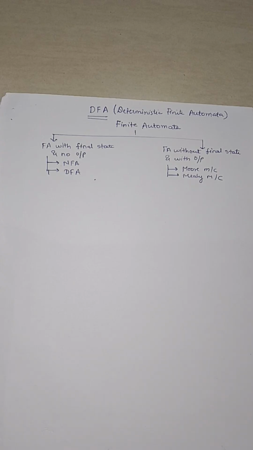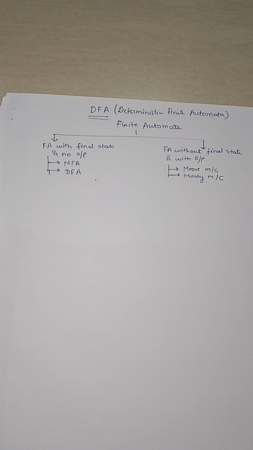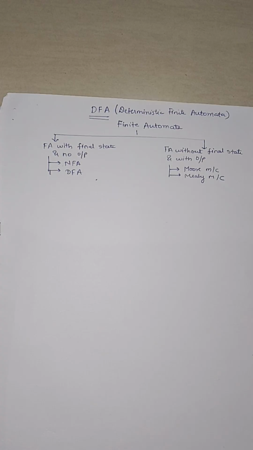What is deterministic finite automata? DFA consists of a finite set of states in which one state is called the starting state and there can be many final states. In DFA, from each state on each input symbol there is exactly one transition.